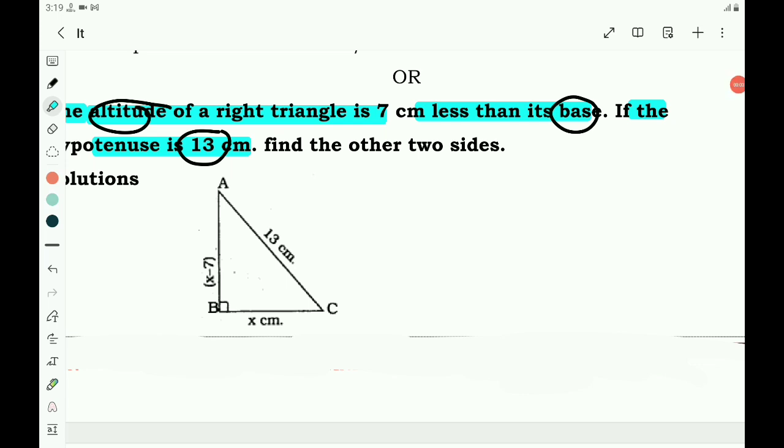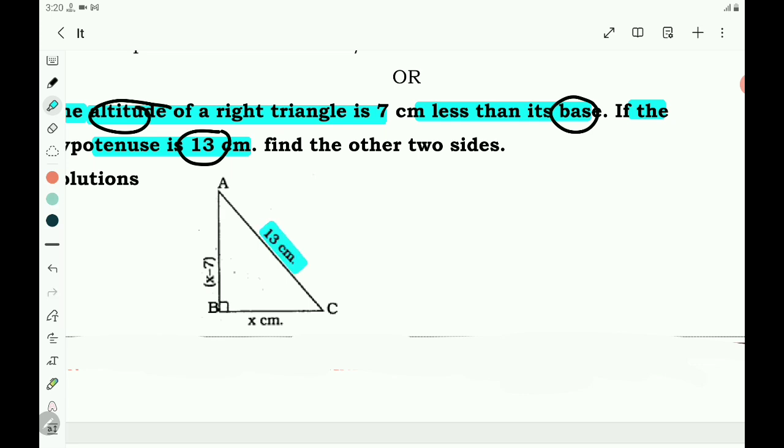In the right angle triangle ABC, let us consider B is the right angle. So BC is the base and AB is the altitude. Let us take the base BC as x, and then the altitude becomes x minus 7, because the altitude is 7 centimeter less than the base. And the hypotenuse is 13 centimeter.